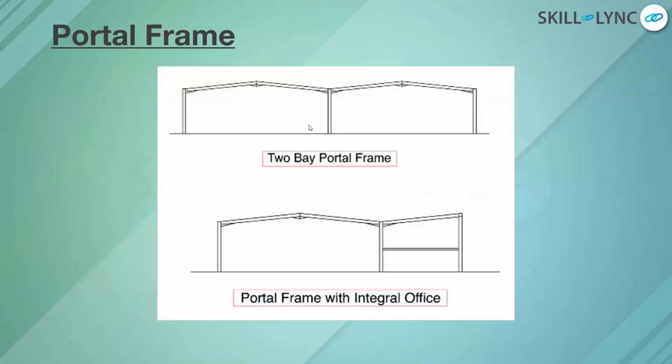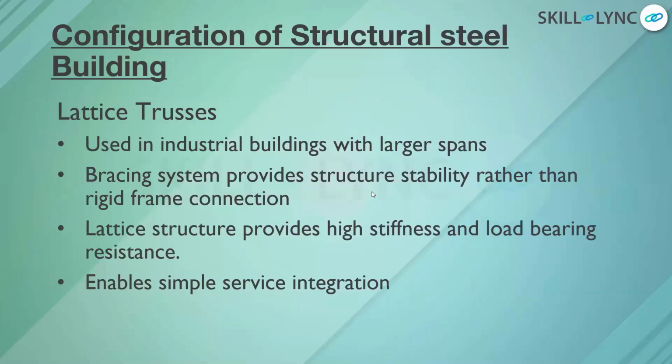Next is the 2-bay portal frame, where you can reduce the span of the overall width of the building by providing a column in between and making it a 2-bay portal frame. Here, one side will be a workshop and the other an office, so it is a portal frame with integral office. These are the portal frame options you can go with, depending upon the project requirement. Next, let's see the lattice truss, and then we will move on to the project.